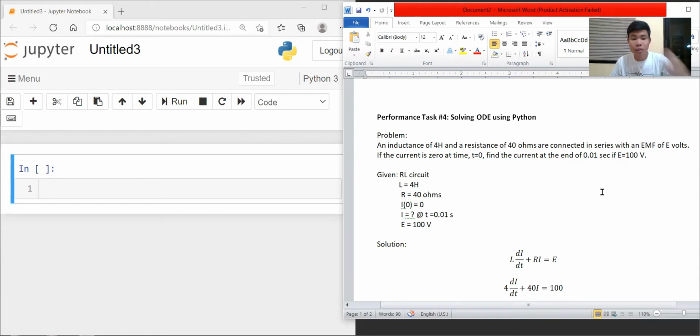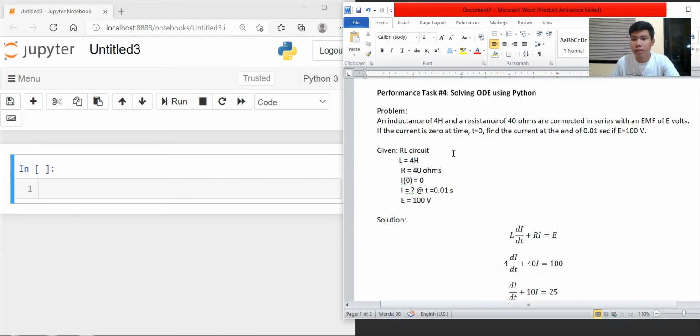So in this problem, given we have an RL circuit, then inductance of 4 Henry, and resistance of 40 ohms. So we are asked to solve for what is I at t equals 0.01 seconds, where the initial condition is I is 0 at time equals 0. The EMF generated is also given, which is 100 volts. So first, let's discuss the solution of this problem.